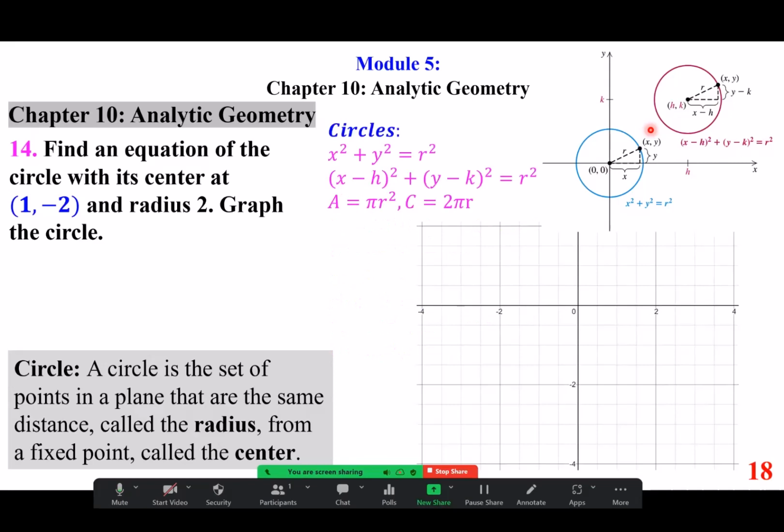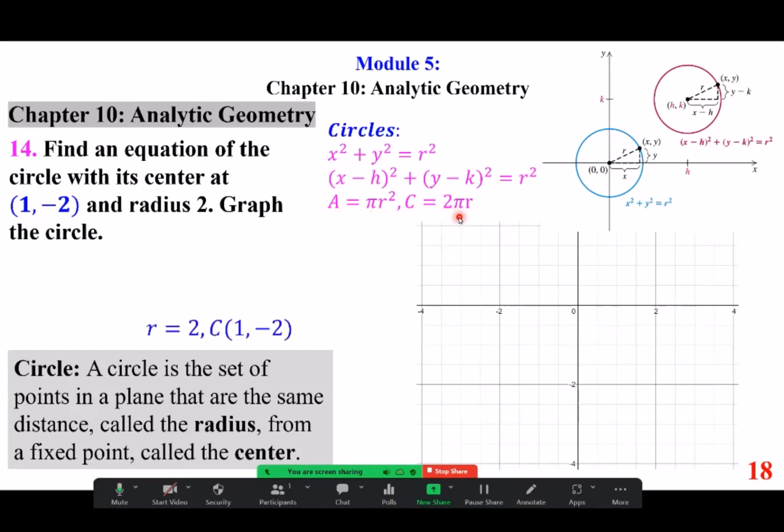Therefore, let's write x squared plus y squared equals r squared, centered at 0, 0, and (x minus h) quantity squared plus (y minus k) quantity squared equals r squared, centered at h and k. Let's remind everybody the area is pi r squared and the circumference is 2 pi r.